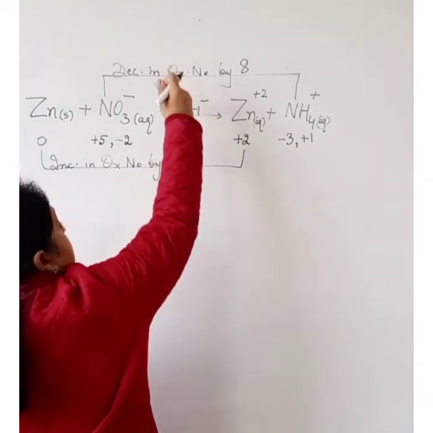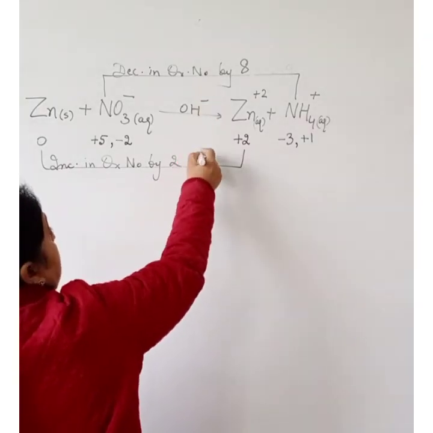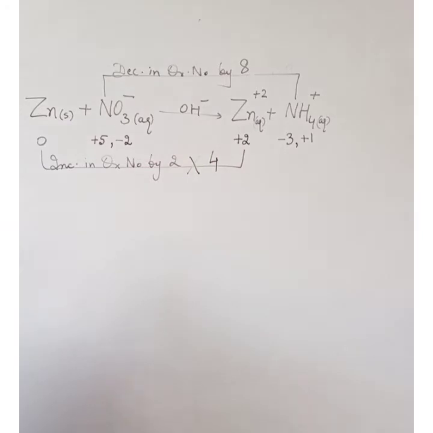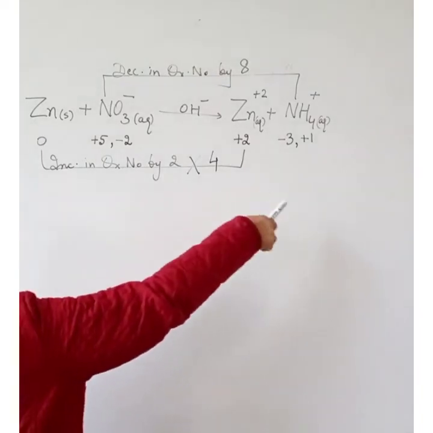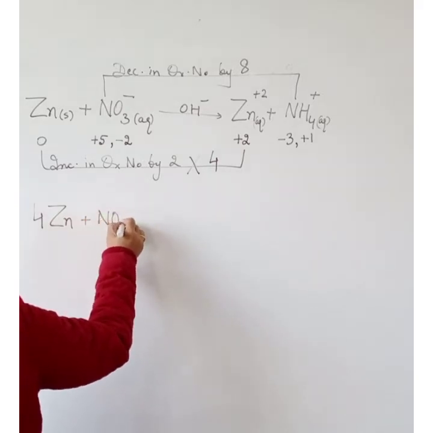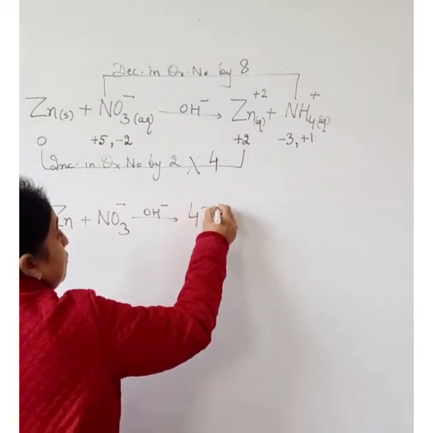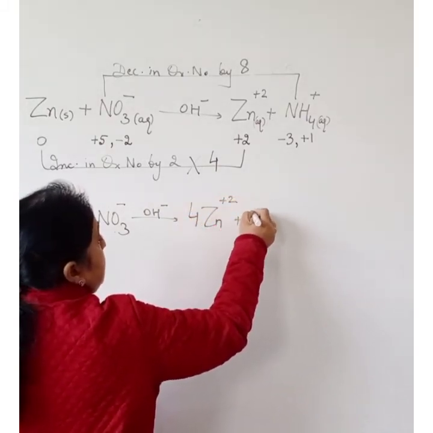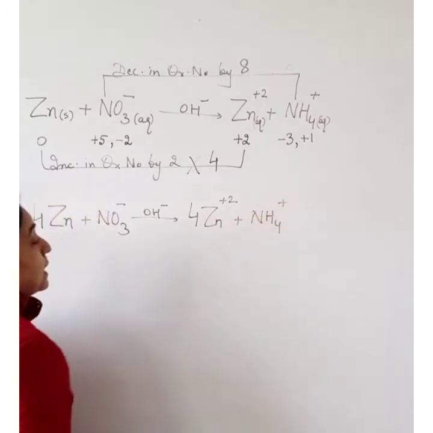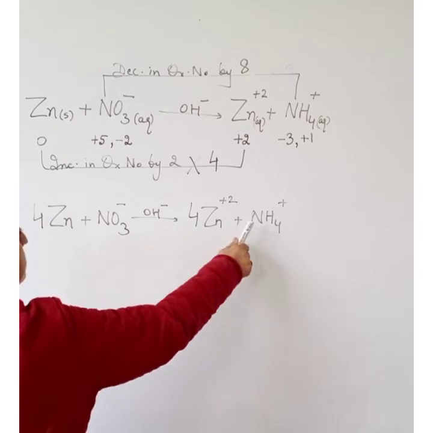Now balance the change in oxidation number. It is by 2 and there it is by 8. If I multiply this by 4, then I am going to balance the change in oxidation number. So on both the sides I have to multiply by 4. So 4Zn plus NO3 minus in basic medium gives 4Zn plus 2 plus NH4 plus. Now balance all the other atoms except hydrogen and oxygen. 4 zinc, 4 zinc. 1 nitrogen, 1 nitrogen.